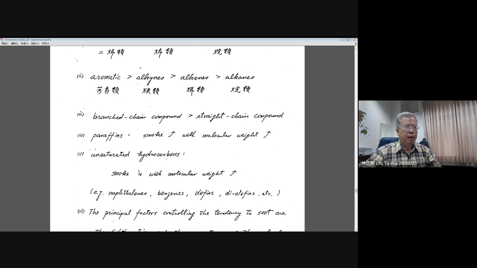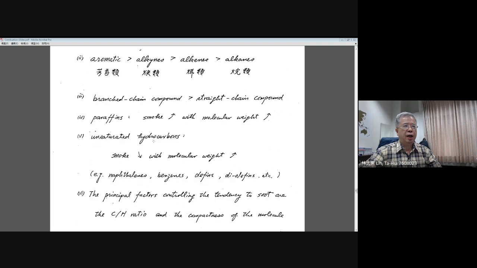If you have an unsaturated hydrocarbon, okay, then you increase the molecular weight. For example, for the olefins, you have only one double bond, right? Then you try to increase the molecular weight. That means that you add one carbon with three hydrogen atoms, right? Continuously, you will find that the overall carbon hydrogen ratio will be reduced. When the overall carbon hydrogen ratio is reduced, then smoke is reduced.